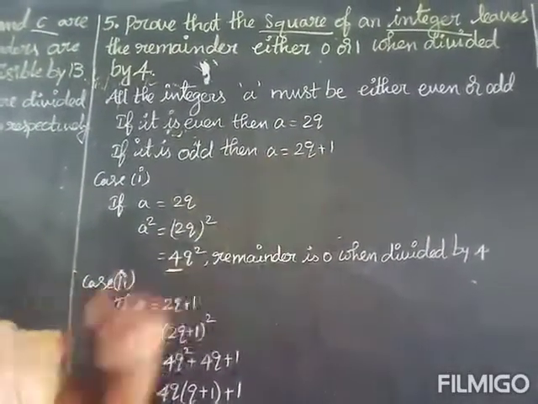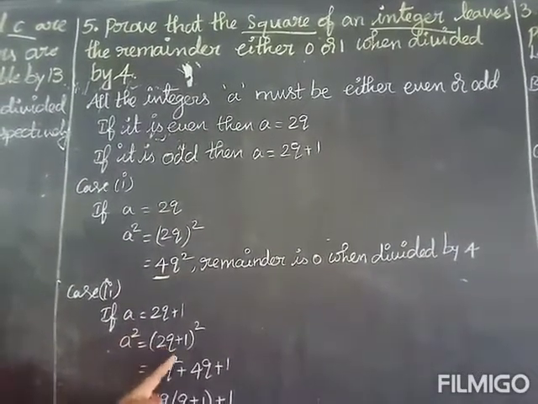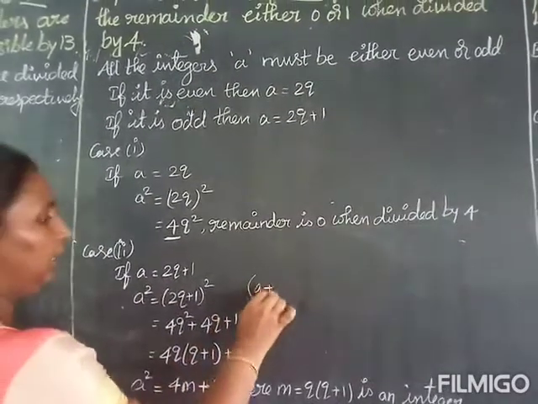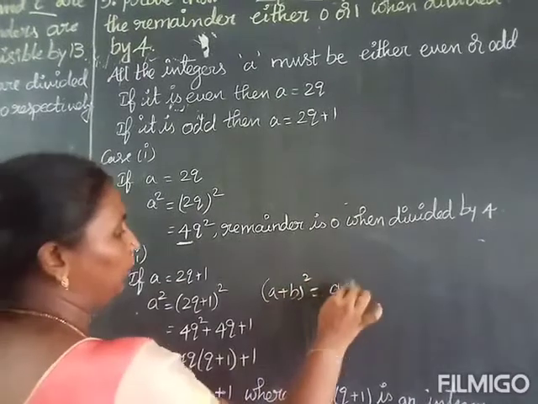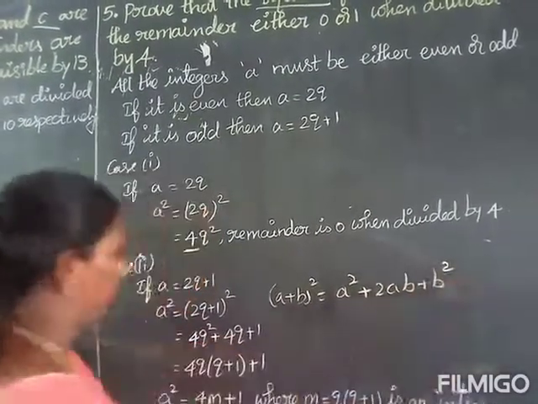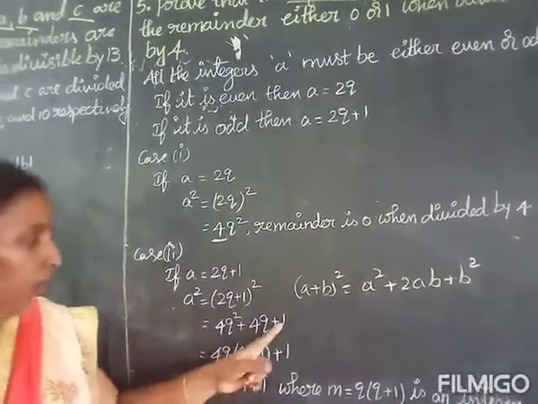Okay, next case 2, odd number. So a = 2q + 1. We are going to square this. a² = (2q + 1)². So it is in the form (a + b)². What is the (a + b)² formula? a² + 2ab + b². If you split now, you will get 4q² + 4q + 1.